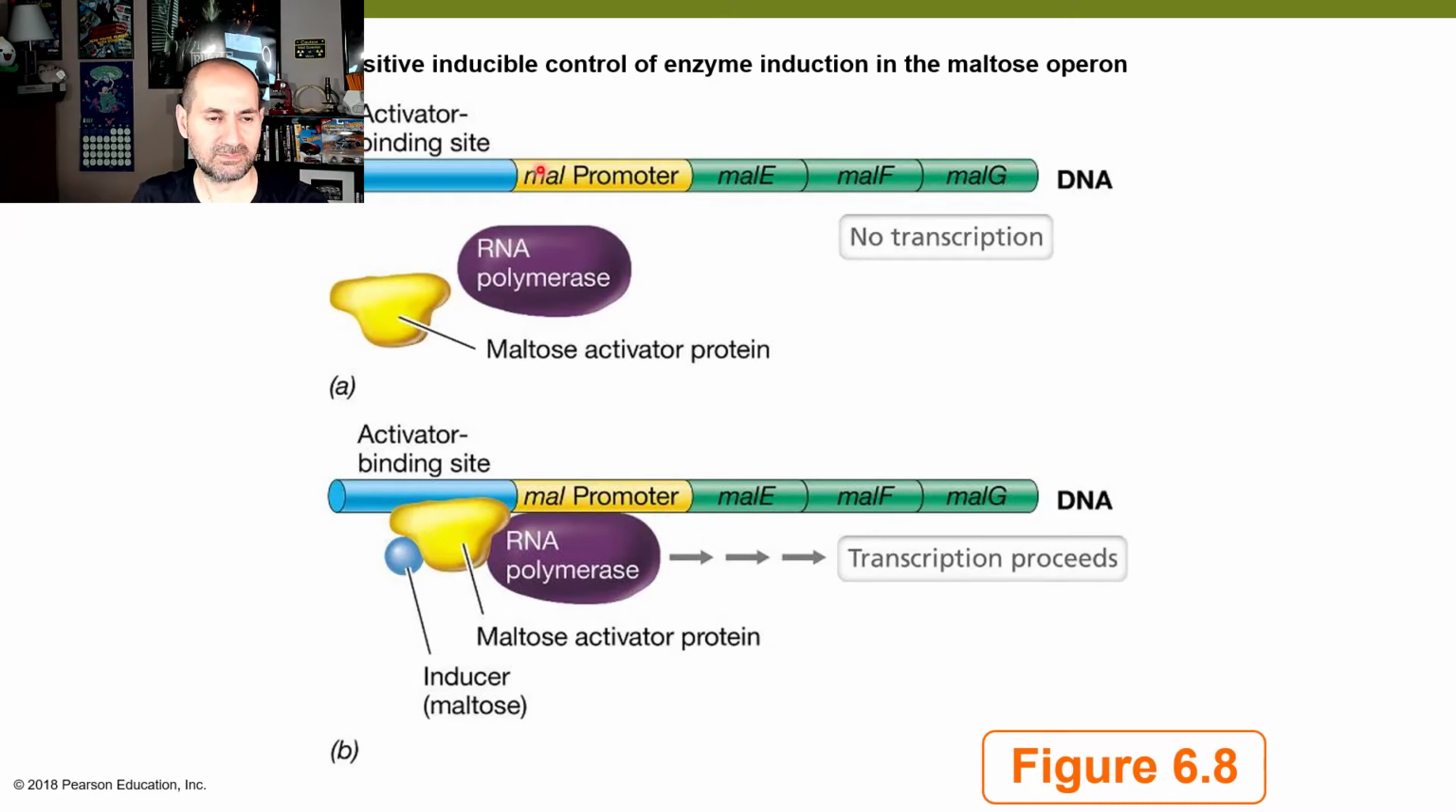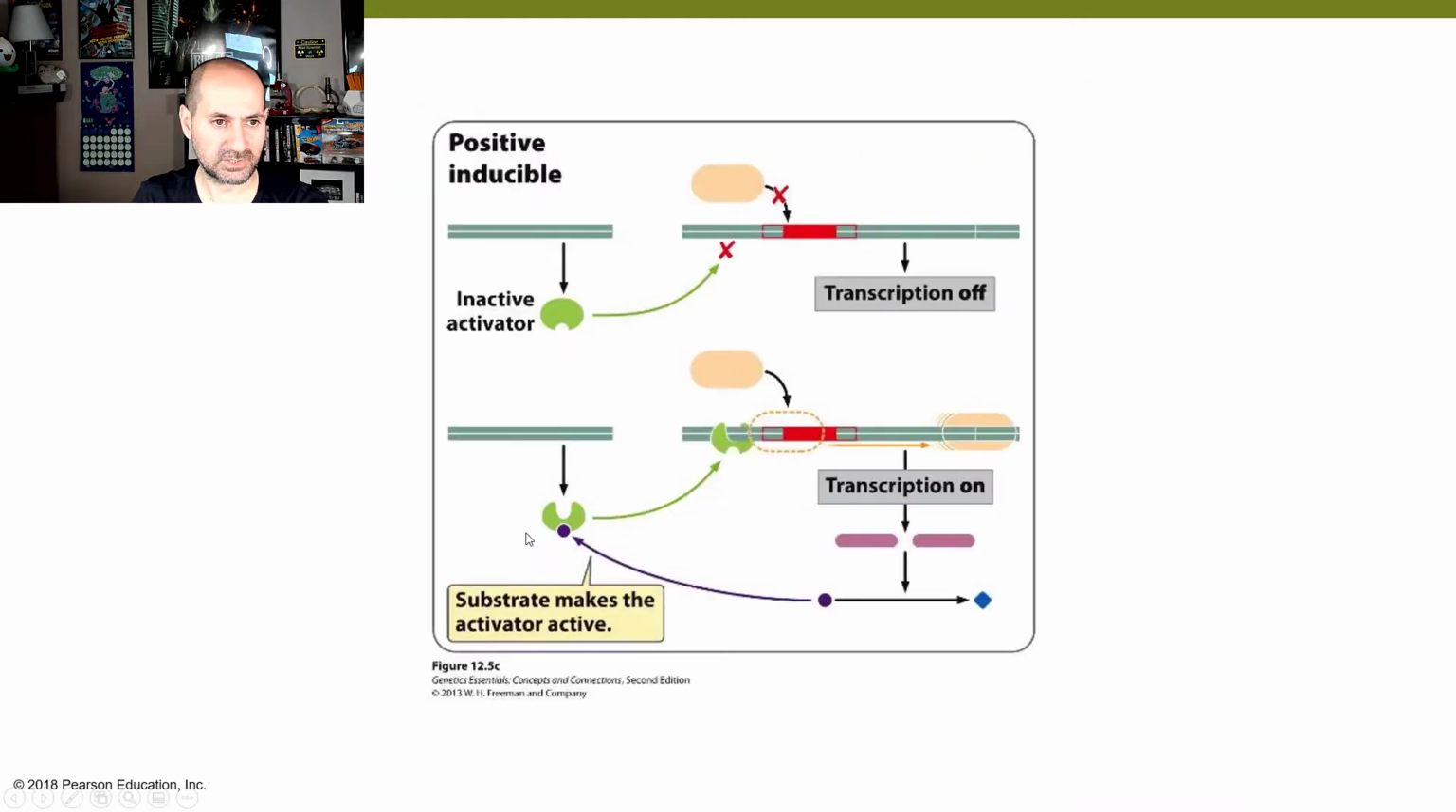Okay, and this is an example from your textbook of the mal promoter. This is maltose enzymes for breakdown of maltose. And there you go. So again, positive meaning you have an activator. Inducible meaning the gene is normally off. You need to add the inducer in order to turn on the gene expression.